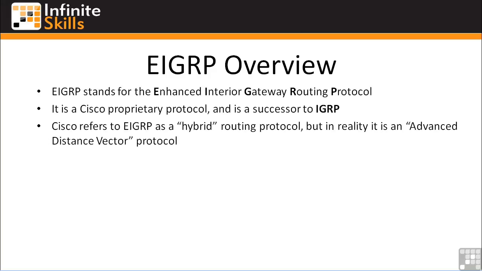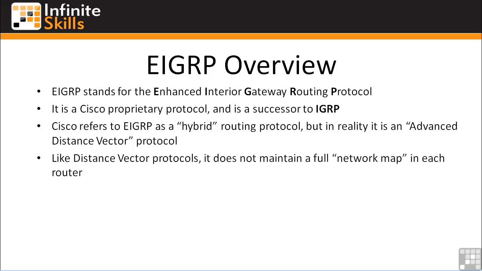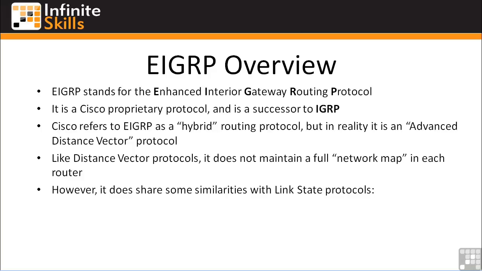So anyway, Cisco refers to EIGRP as a hybrid routing protocol. They don't want to call it a distance vector routing protocol. They don't want it associated with RIP and all of those other distance vector routing protocols. But in reality, it is a distance vector routing protocol, but it's an advanced distance vector protocol. Like distance vector protocols, it does not maintain a full network map in each router. All it knows is the metric and the next router in line, which classifies it as a distance vector routing protocol. However, EIGRP does have some similarities with link state protocols, and that's why it's an advanced distance vector or a hybrid protocol, if you want to call it a hybrid protocol.